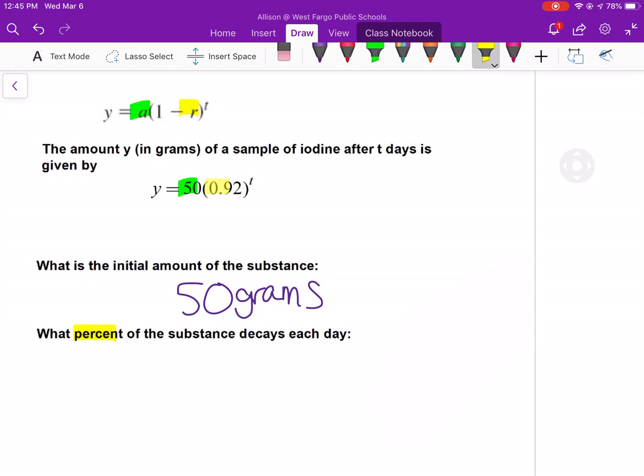So in here we have 0.92. So if you think you started with 100%, now you're at 92%. Just a little mental math tells you that it decayed by 8% each day.